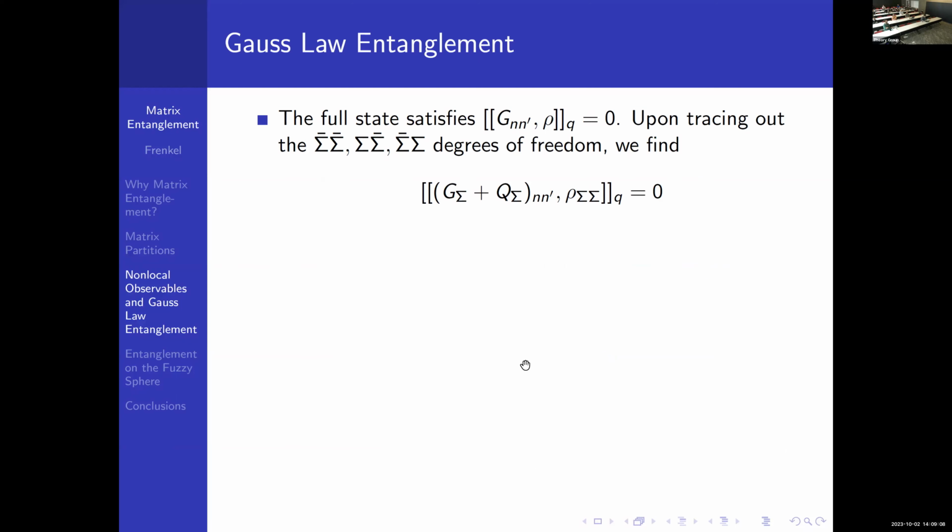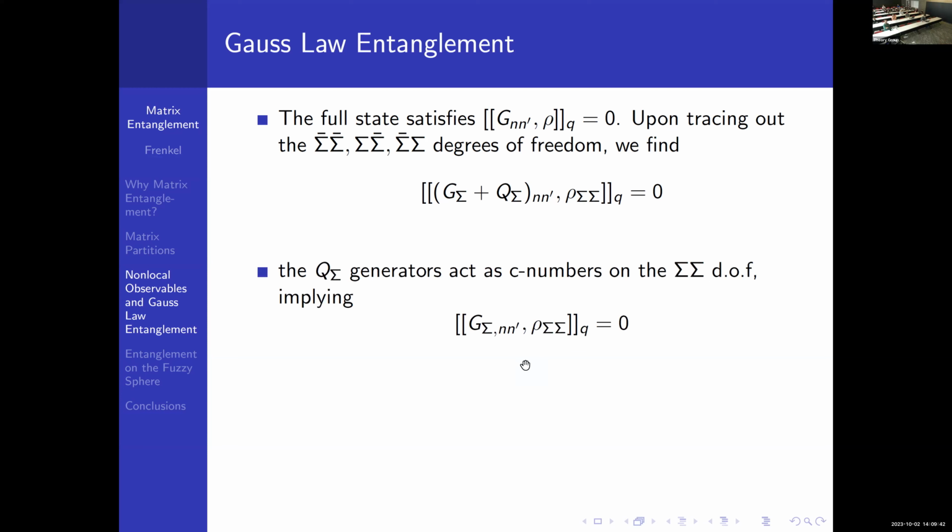Okay, so let's make what Emil said more precise. So the full state commutes with all the generators of the full UN group. And upon tracing out the 3 of the blocks, then we have this expression instead where rho of the subblock commutes with G sigma plus Q sigma. And I've denoted this double commutator with the Q symbol in brackets to denote that it's a commutator on the Hilbert space and not a commutator of the classical matrices.